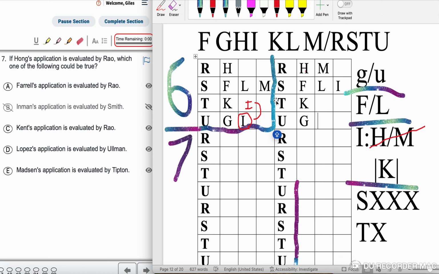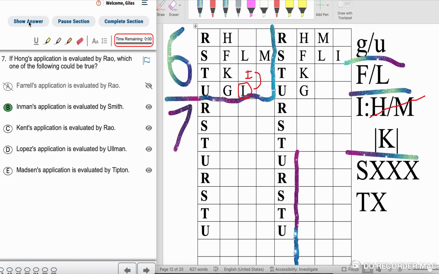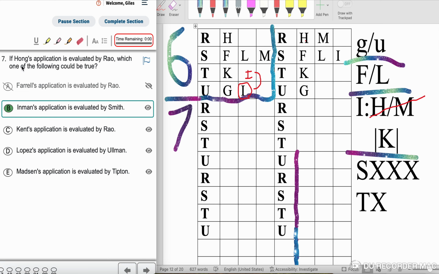what you have for the number 7. F application is with R. No. I application is valued by Smith. That could be true right there. So let's go ahead and choose that one for the answer. So for question 7, the answer is going to be B. I application is valued by Smith.